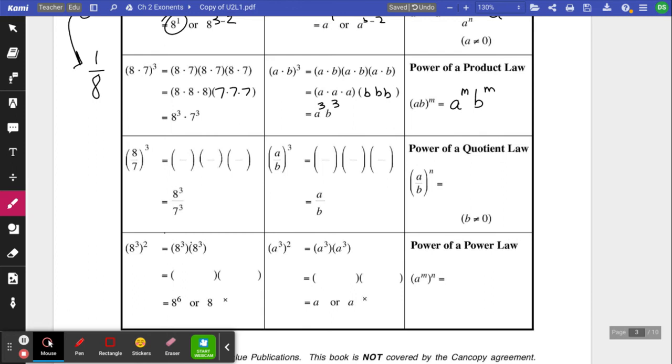Same thing occurs when we divide. I'm not going to go through all the steps, just over here at the end. A to the n over b to the n. Okay, that little n goes to everything inside the brackets. Just like when you were multiplying, the same thing happens when you're dividing.